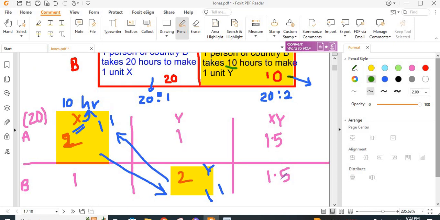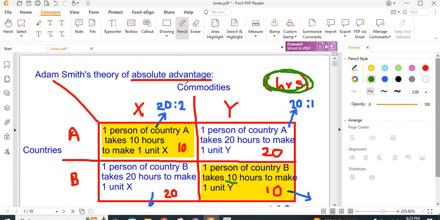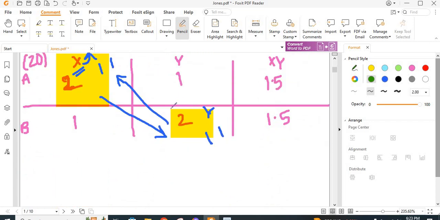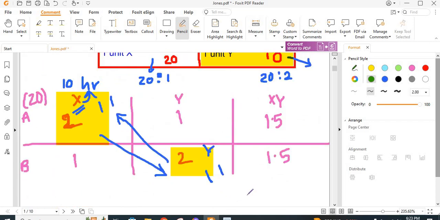So that's 1 unit of Y and a half unit of X, so that's 1.5 commodities. So here what we find is that country B is most efficient. It can produce the most amount of Y, right? So we say country B has an absolute advantage in producing Y. So this entails the two countries to exchange one good for the other.